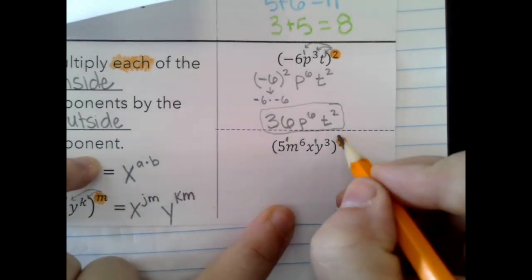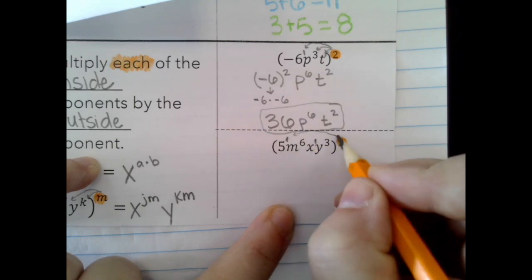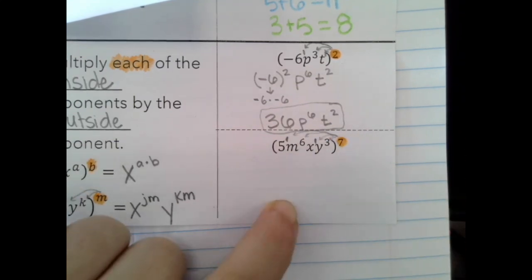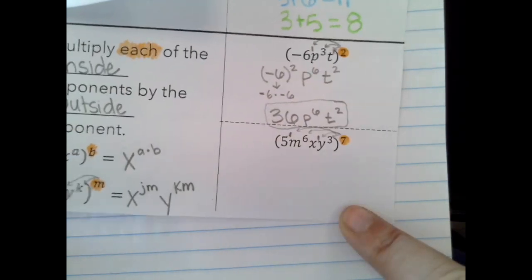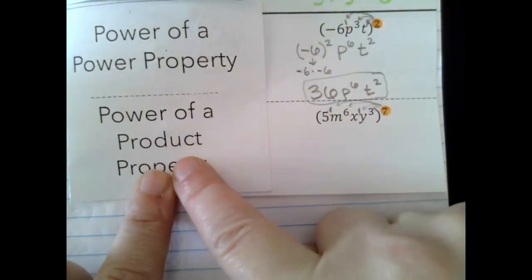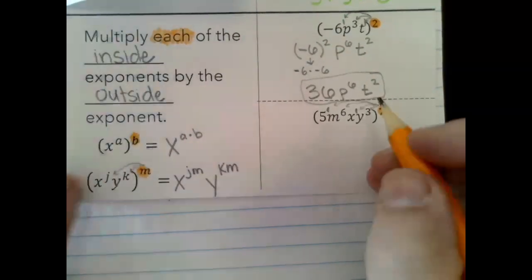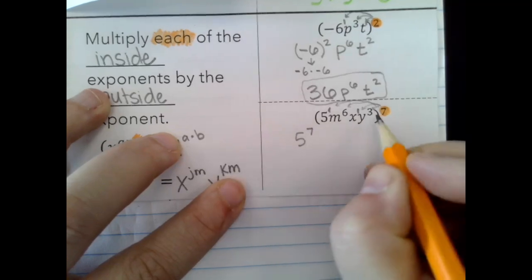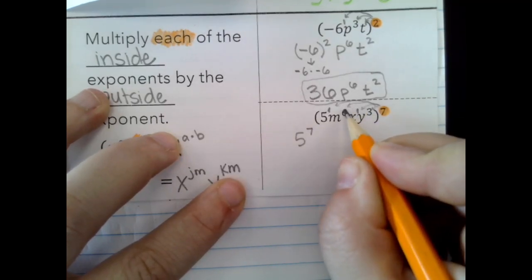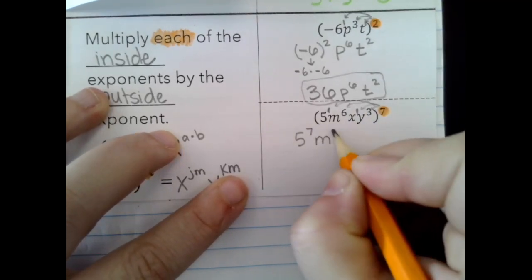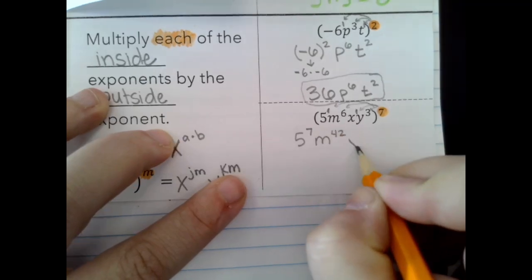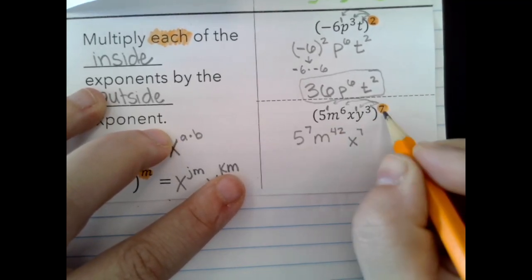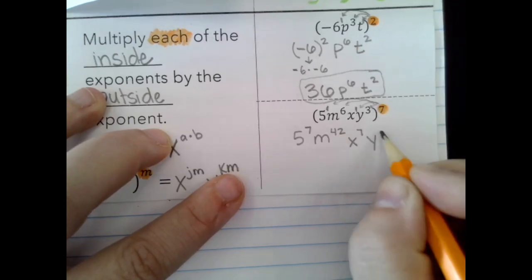And then we'll take that 7, and we're going to multiply each of the inside. In your brain, you might be like, that's kind of like the distributive property, but really it's the power of a product property. So what's 7 times 1? 7. 7 times 6, 42. X to the 7 times 1, 7. And 7 times 3, 21.